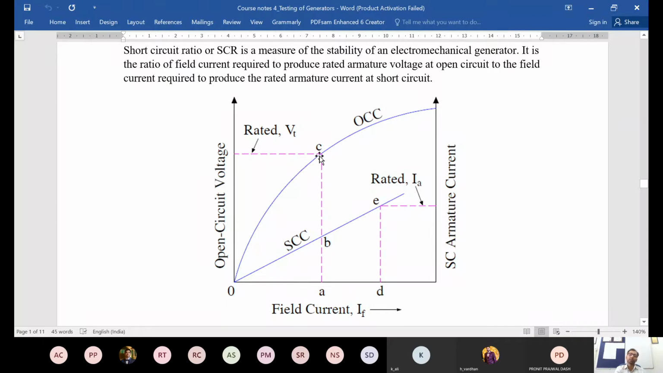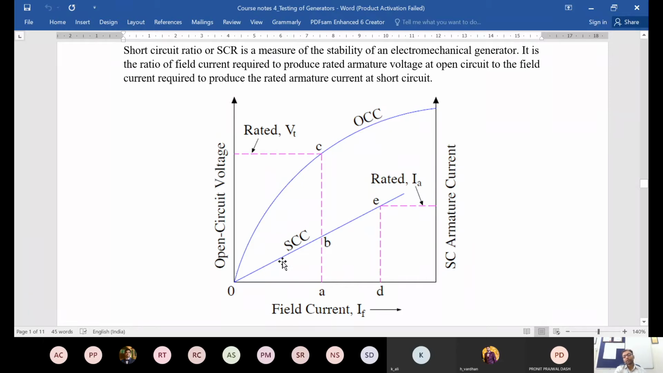Here also it is shown as slightly non-linear. In this region, it is more or less linear. There might be slight non-linearity, but in the further region there is more non-linearity. So we always want to operate in this region here. So that is the open circuit test.